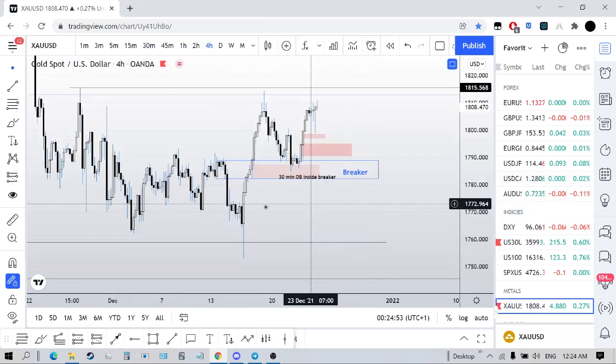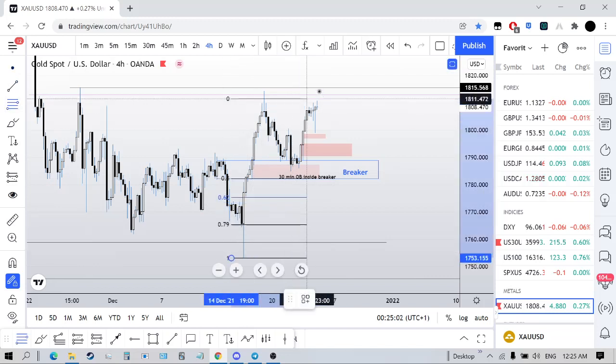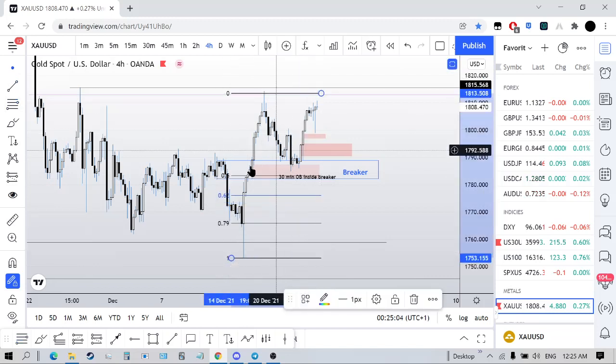If I did want to see it come down here, I would have to see some type of liquidity built up for it to come into here, okay? And then you can see that it never came into a discount. Discount is right at this 50. You know what I mean? So that's what I'm talking about.